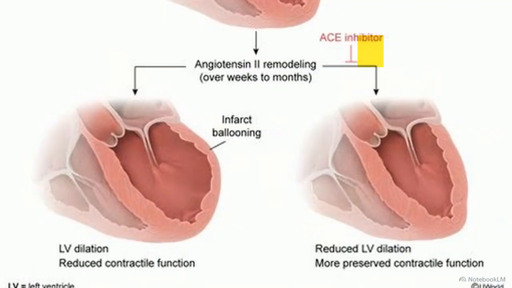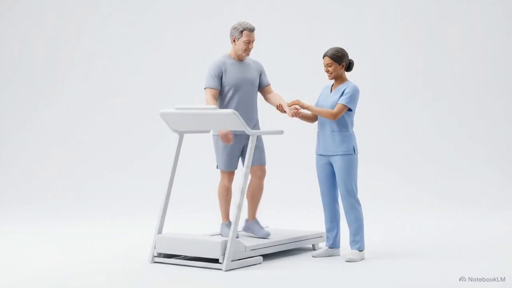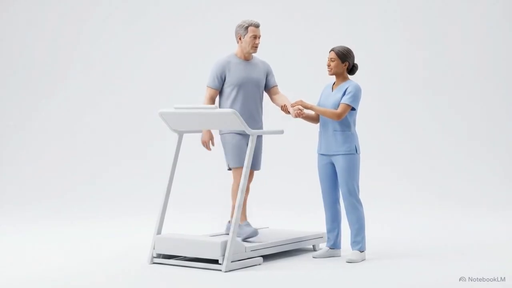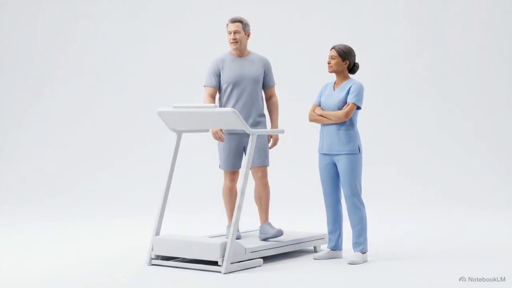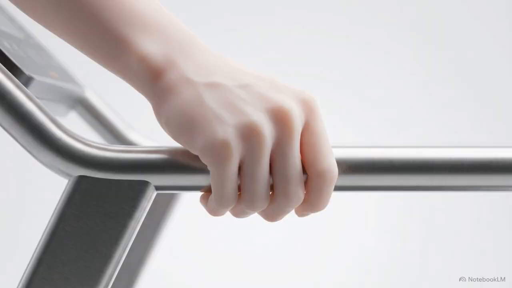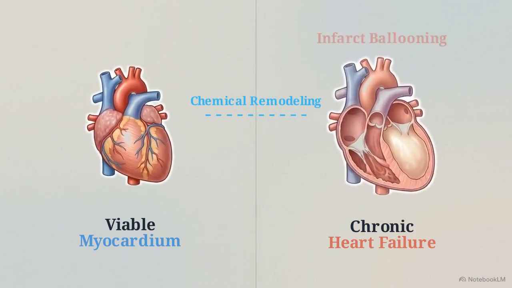If a patient has a reduced ejection fraction combined with heart failure symptoms or comorbid diabetes, a mineralocorticoid antagonist like spironolactone is added to further suppress adverse remodeling. This pharmacotherapy must be paired with aggressive lifestyle interventions, specifically cardiac rehabilitation, absolute smoking cessation, and tight glycemic and blood pressure control. Surviving the acute occlusion is just the initial hurdle. Long-term secondary prevention exists to stop the remaining viable myocardium from chemically remodeling itself into chronic heart failure.